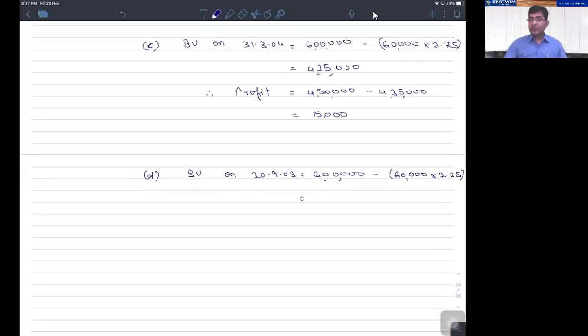60,000 into 2.25, that is 1,35,000 minus 6 lakh, that comes to 4,65,000. Now the book value is more than sale value or not? And as the book value is more than sale value, so there is a loss on sale of asset.